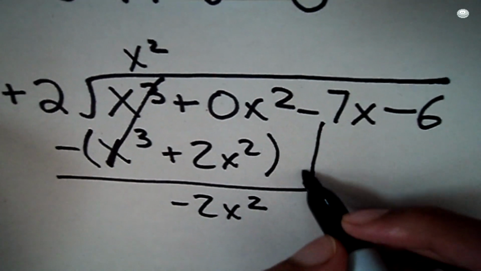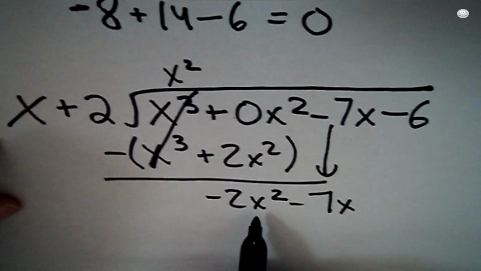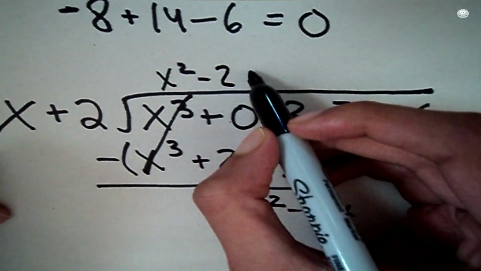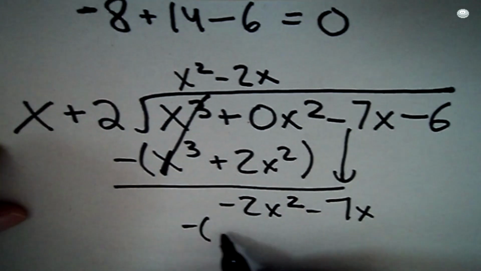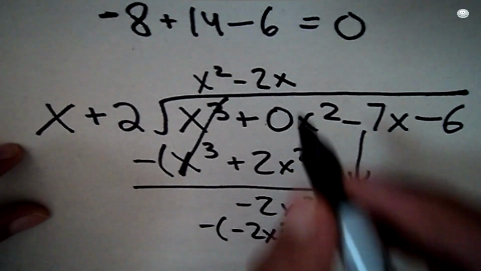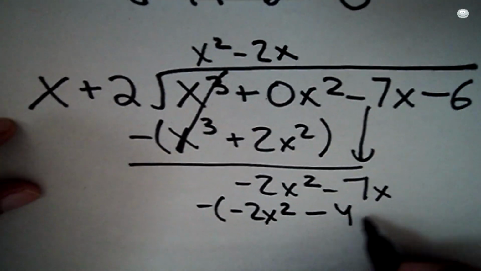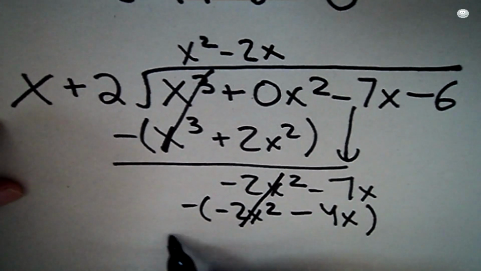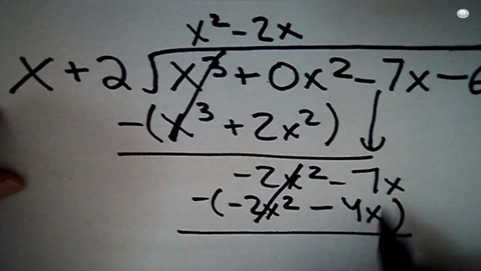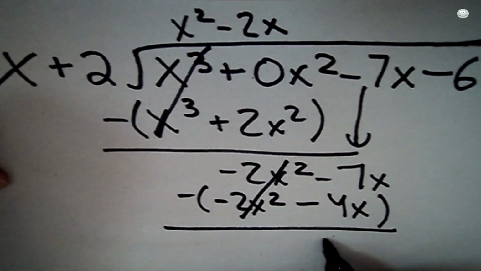So now we bring down the negative 7x. x goes into negative 2x squared negative 2x times. Negative 2x times x will give us negative 2x squared. Negative 2x times plus 2 will give us negative 4x. So now the negative 2x squared cancels out, and when you subtract negative 4x from negative 7x, you get negative 3x.